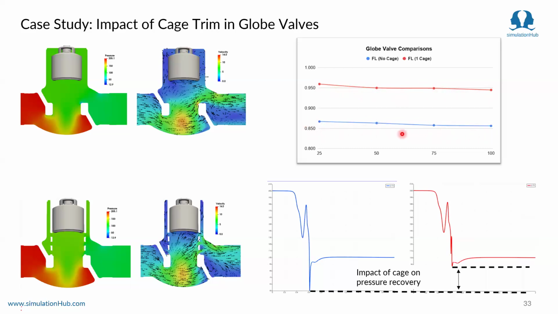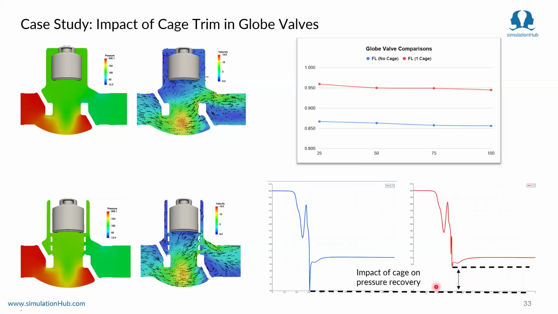So as we had seen in the previous slides, as FL values go lower, the higher the tendency for the valve to cavitate. So looking at the pressure versus length plots, or that is the pressure, how it varies across the valve from the inlet to the outlet, we can see that the pressure recovery downstream is much higher as compared to the pressure recovery downstream in the case of the globe valve with a cage trim.